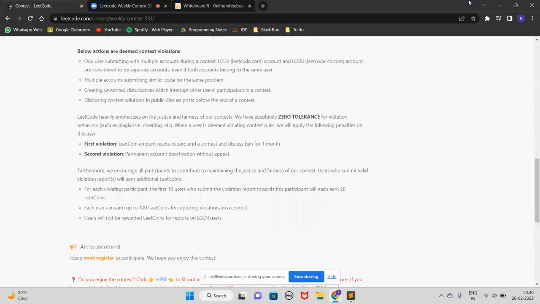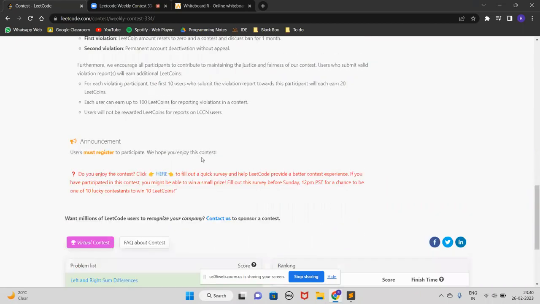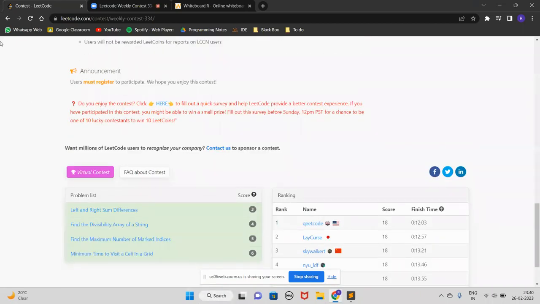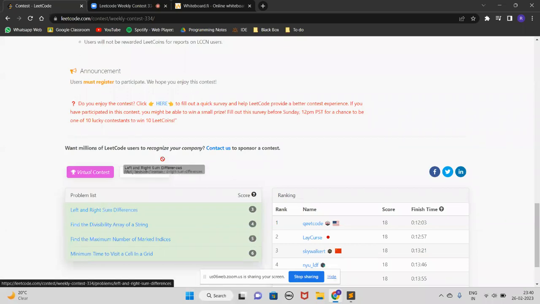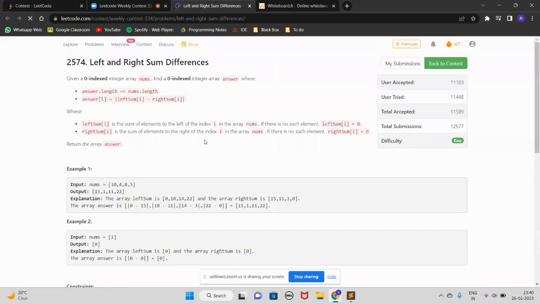Okay. So now we will be starting. Welcome to the Leetcode weekly discussion for Leetcode weekly contest 334. In today's contest, there were four problems. We'll be discussing all four of the problems one by one. So the first problem was Left and Right Sum Differences.